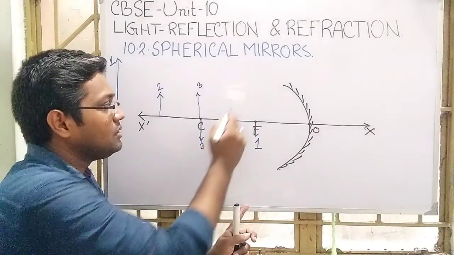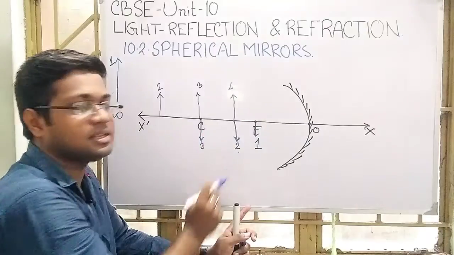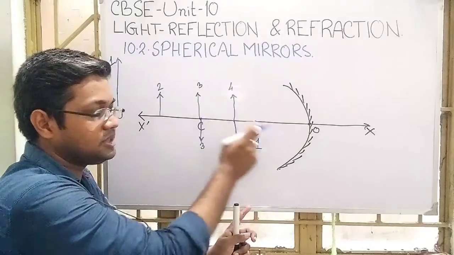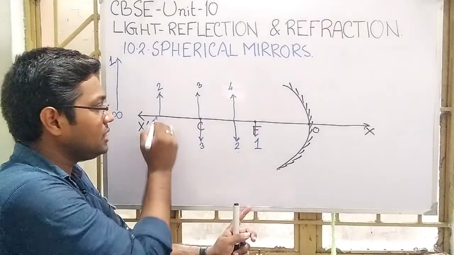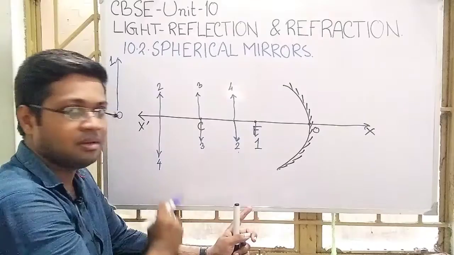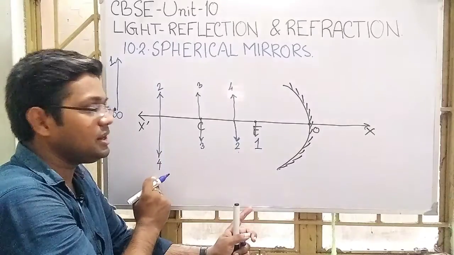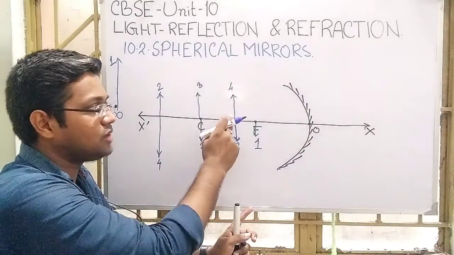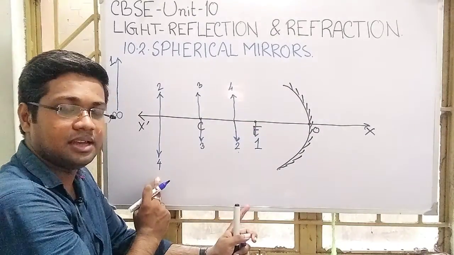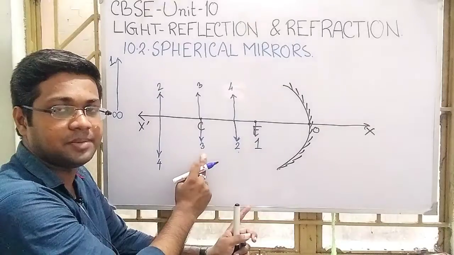Now I am taking the object length as equal in each and every case. If I place the object at position 4, that is in between the center of curvature and the focus, then you will get the image somewhere here, in between the center of curvature and infinity. The image we obtain is greater in size than the object. The image is real and inverted, but it is greater in size than image 3.